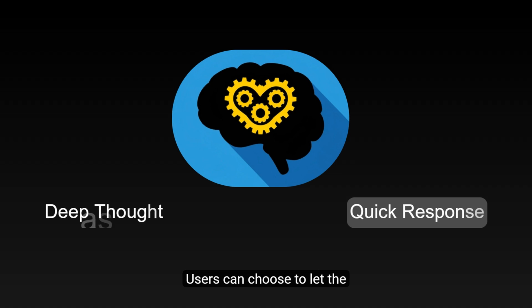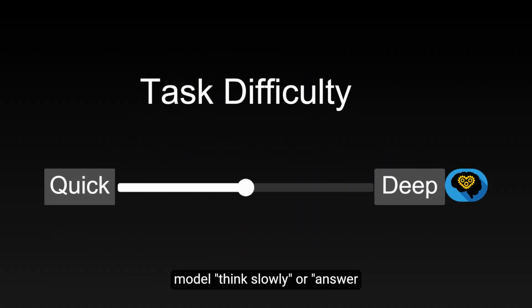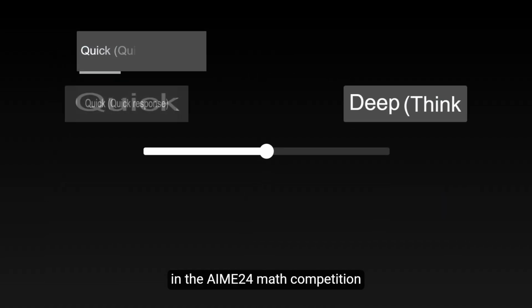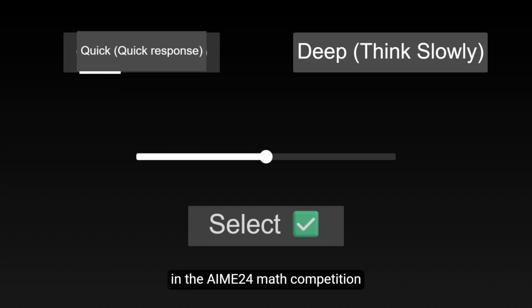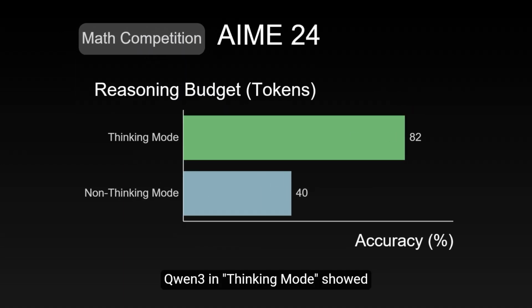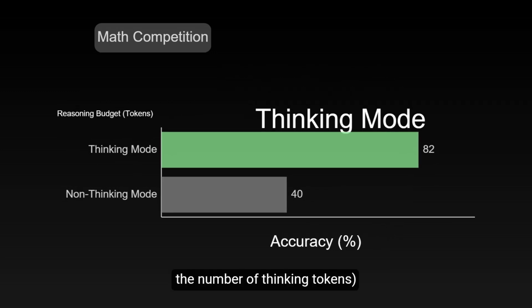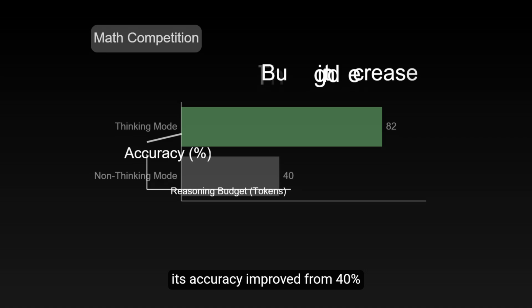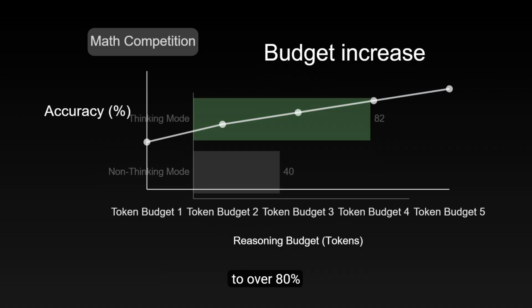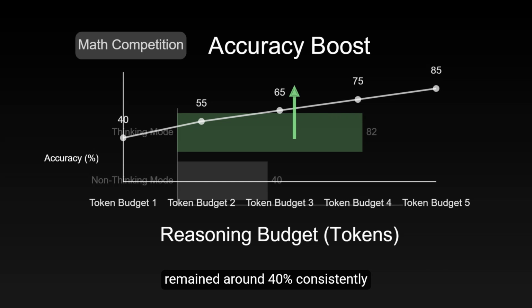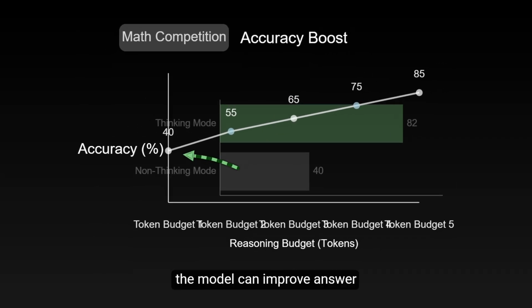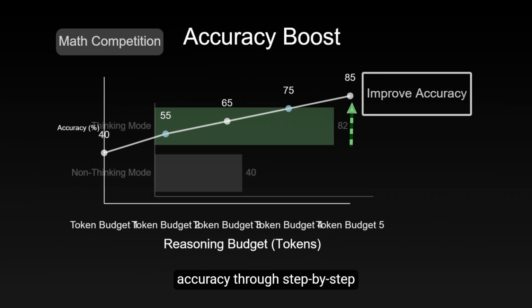Qwen3's hybrid thinking mode is also quite interesting. Users can choose to let the model think slowly or answer quickly based on task difficulty. For example, in the AIME24 math competition test, Qwen3 in thinking mode showed that as the allocated reasoning budget, i.e., the number of thinking tokens, increased, its accuracy improved from 40% to over 80%, while non-thinking mode remained around 40% consistently. This shows that for complex problems, the model can improve answer accuracy through step-by-step reasoning.